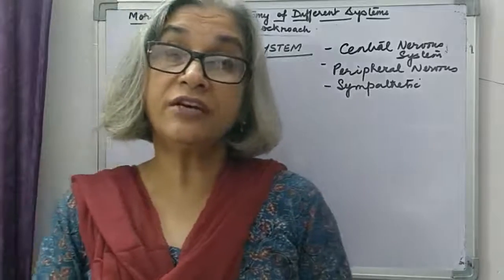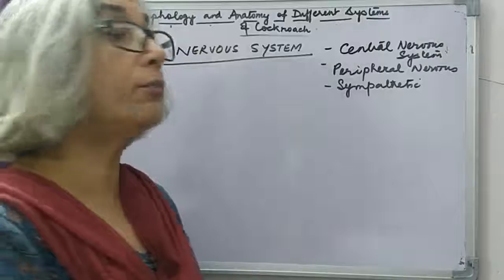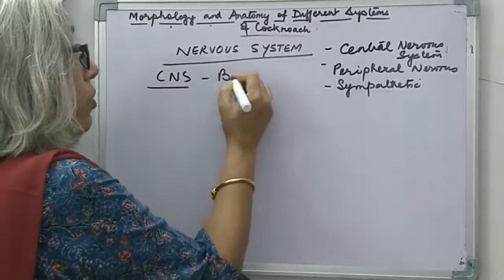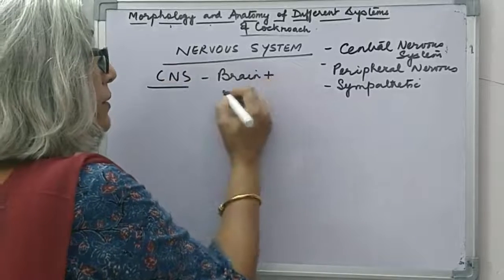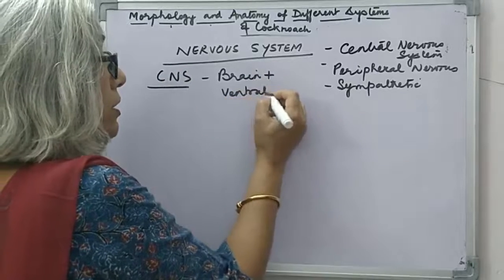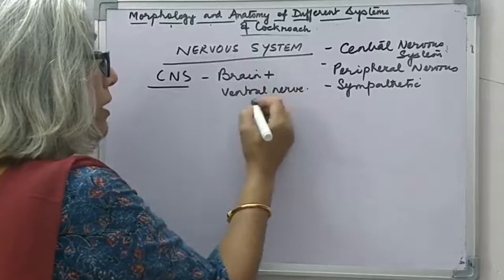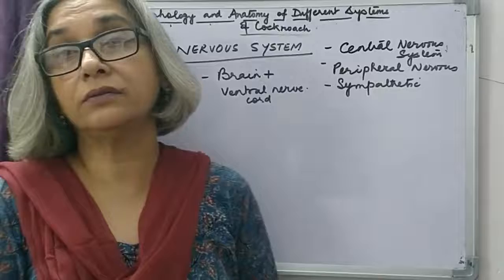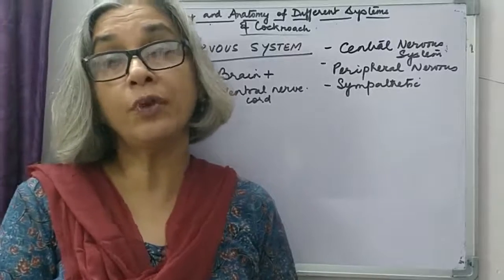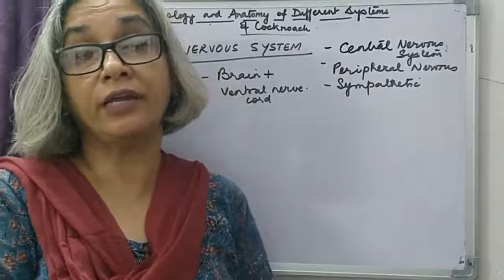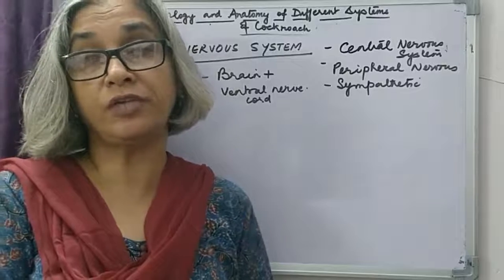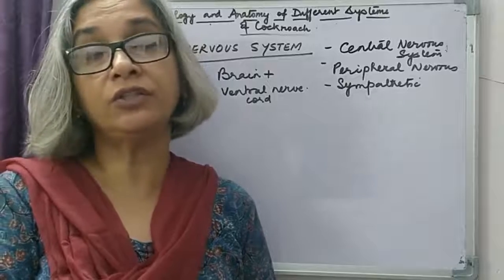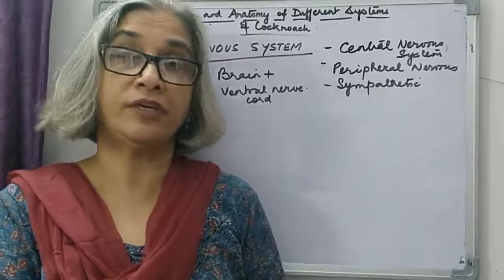Now, central nervous system consists of the brain and the ventral nerve cord. Now, what is the brain? Brain and the ventral nerve cord. Now, brain actually is a pair of large supraesophageal ganglion, which are located in the head region dorsal to the esophagus.